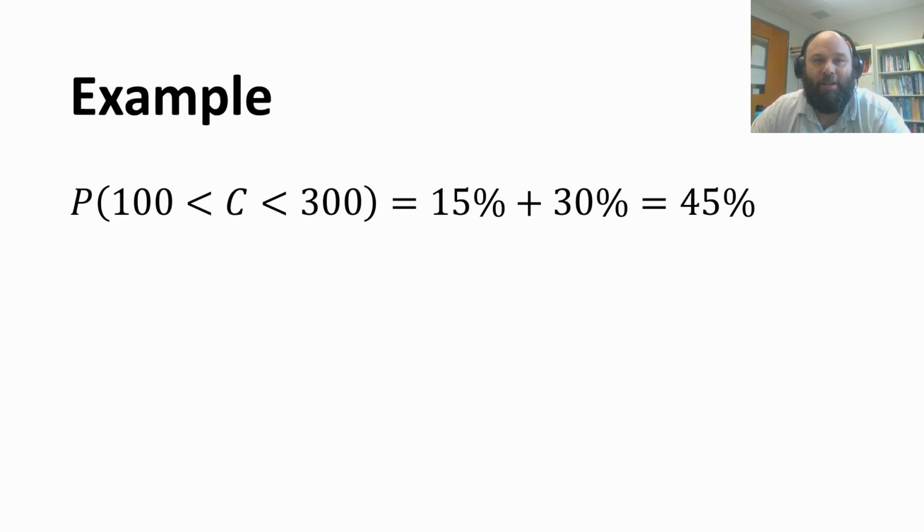We want the probability that the number of customers is between 100 and 300. We take the probability from 100 to 200, which is 15%, and add it to the probability that we have between 200 and 300 customers, which is 30%. The total probability is 45%.